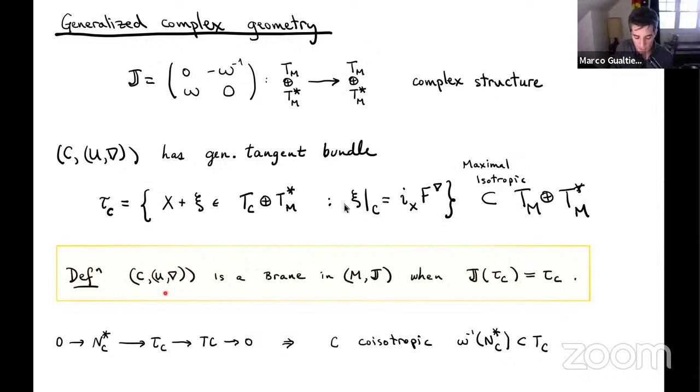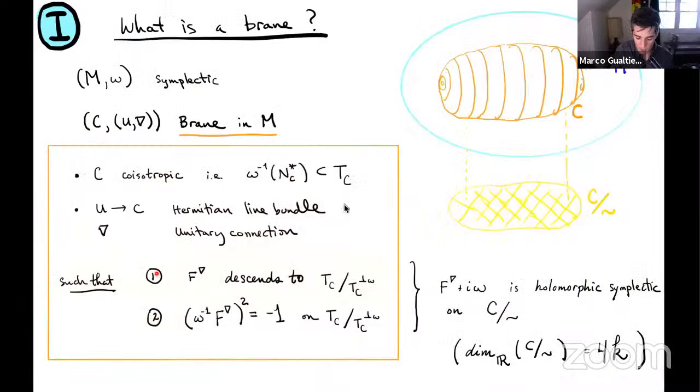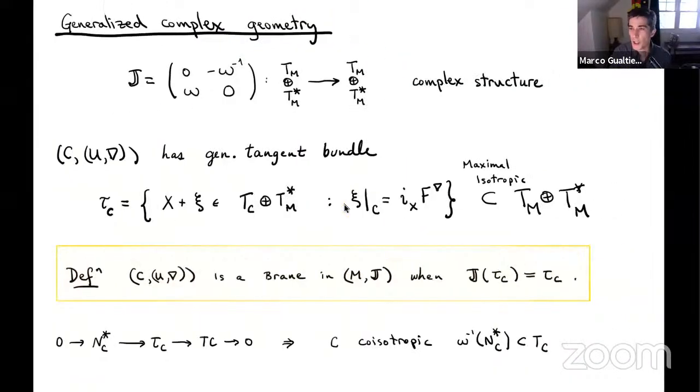And the definition is simply that we call this a brane in the generalized complex structure if the generalized complex structure stabilizes this maximal isotropic subspace. So it's very similar to the condition of being a complex submanifold, namely that the tangent of the submanifold should be stable under J. And if you write out this condition, then you will get these conditions that I wrote before. So in that sense, it's a very simple condition. It's just saying that it's a complex submanifold.